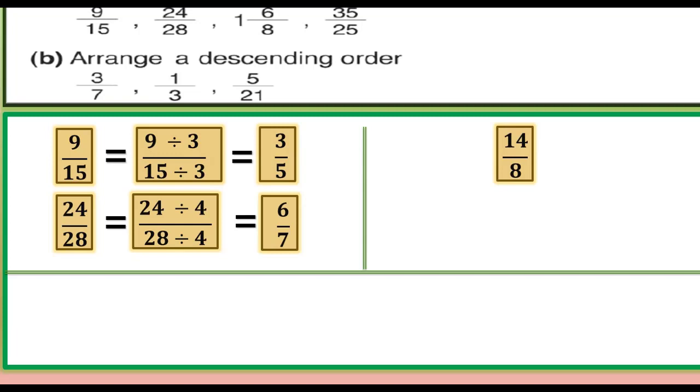1 times 8 equals 8. 8 plus 6 equals 14. 1 times 8 equals 8. So 8 plus 6 equals 14 over 8.